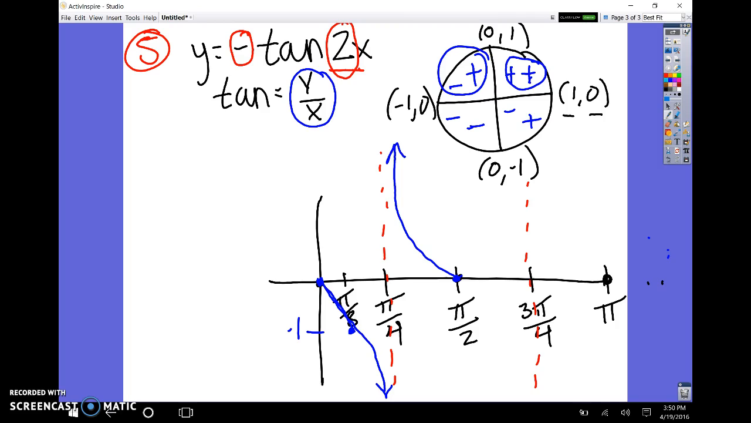And then from there, you should be able to see the pattern. Now it's going to go down. Here it's going to go up again, and it's just going to have that same repeating pattern as you go on and on. So that is the answer for number 5.